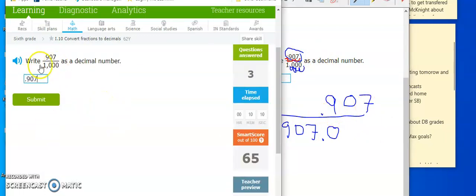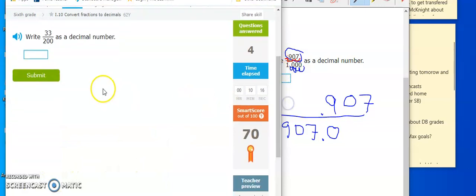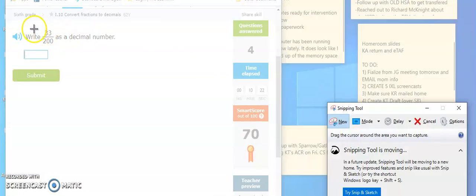So that's kind of a shortcut: if it's over anything with 1 and zeros behind it, I can just scooch over those decimals and make it like 1. All right, let's do this one.